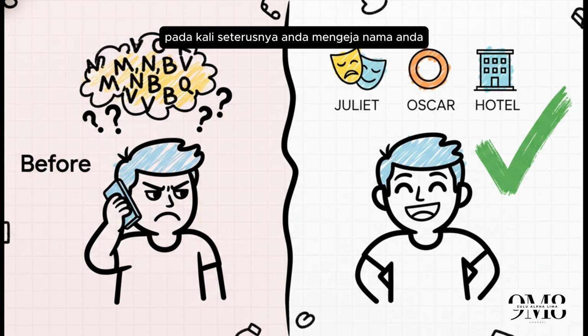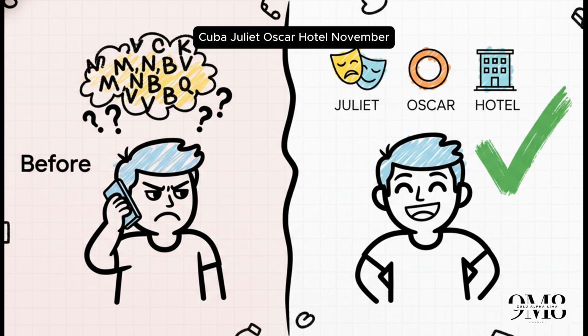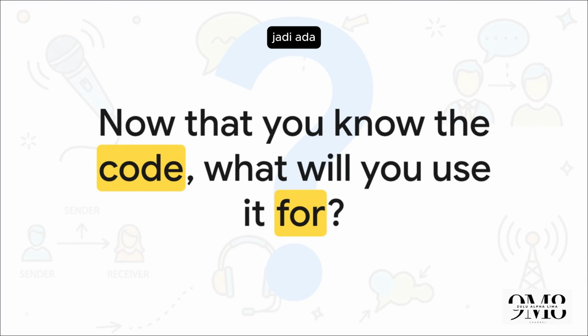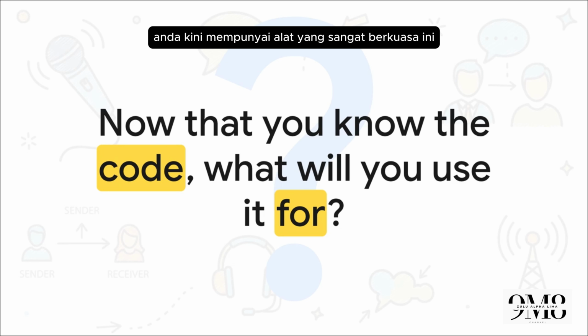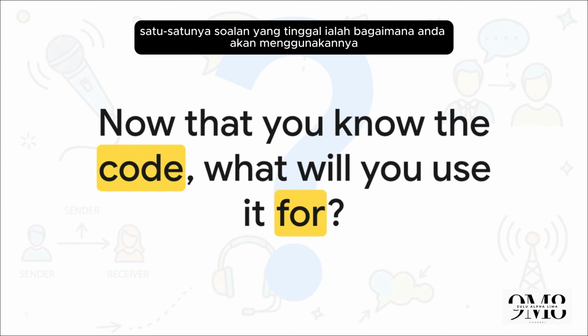Seriously, try it. The very next time you're spelling your name or your email over the phone, give it a shot. Instead of saying, "My name is John," try Juliet, Oscar, Hotel, November. You are going to be amazed at how much cleaner and faster that conversation goes. So there it is. You now have this incredibly powerful tool for clear communication right at your fingertips. The only question left is, how are you going to use it?